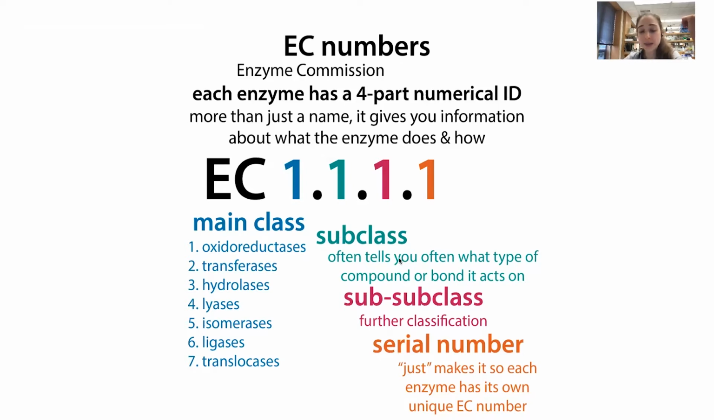The subclass and the sub-subclass are telling you typically more information about the reaction. So maybe they're telling you what the substrates are, what types of bonds are broken, what types of bonds are made, things like that. The serial number, this is not providing any information.